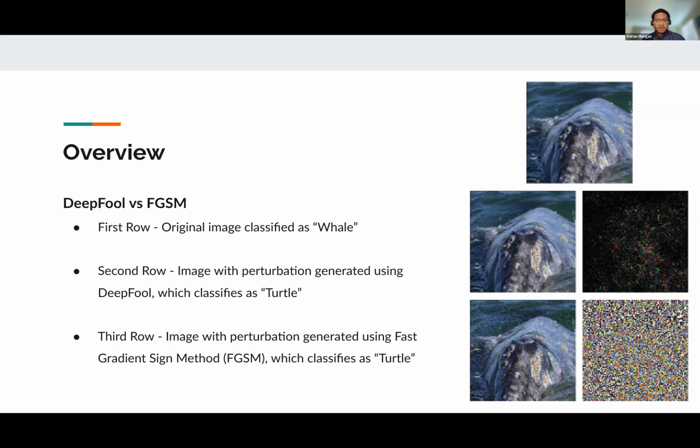And then on the third row, another method that's used to do adversarial attacks, and that's compared a lot in this paper, is the fast gradient sign method. So it also misclassifies it, but you can see on the image on the right, it requires a lot more perturbations.